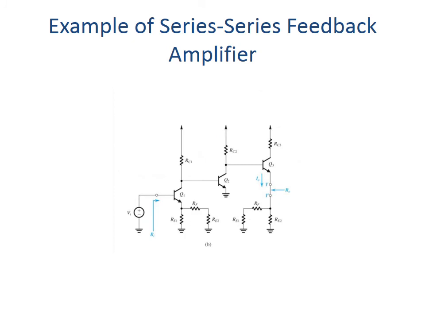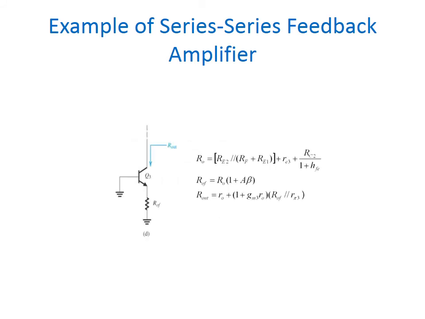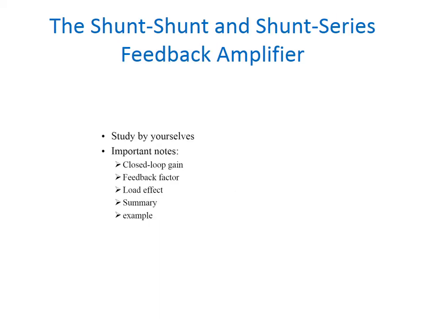This is the example of a series feedback amplifier, with the equivalent circuit of the example, so that you can calculate the R0, R0F, Rout values from the example of series feedback. Next, the last two types, the shunt and shunt series feedback amplifiers, can be studied by yourself by noting the values. You have to note very importantly the closed loop gain, feedback factor, load effect and its example.